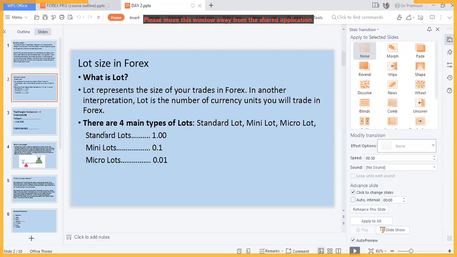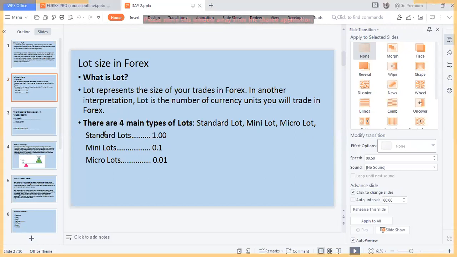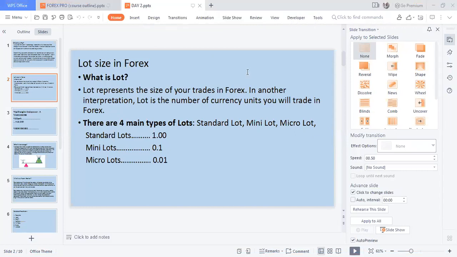Our next phase is lots. Lots represents the size of your trade in the forex market. And in another way, lots is the number of currency units you will trade in forex. Actually, class, there are 4 types of lots: the standard lots, the mini lots, the micro lots, and the nano lots. But I always tell people, the nano lot is much more negligible. So you don't really have business with the nano lot. So what you concentrate on is the standard lot, the mini lot, and the micro lot. Let's proceed.